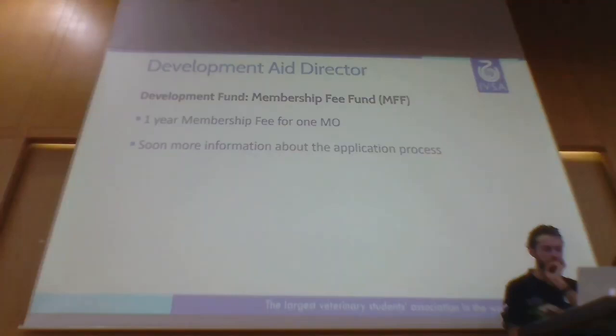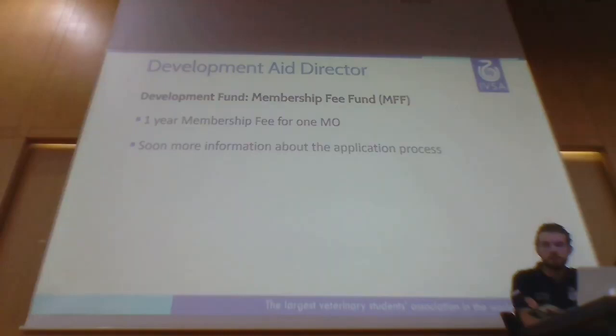The membership fee fund will be held through an application process, and with that we will select 3 to 5 MOs, depending on the country they are from, to pay their full membership fee for one whole year, so that those MOs can focus on collecting members, setting up exchanges and everything else that MOs that already function properly do. So yeah, that's something new for this year.